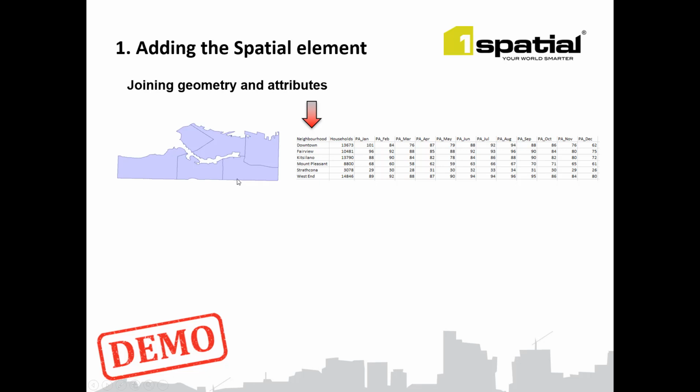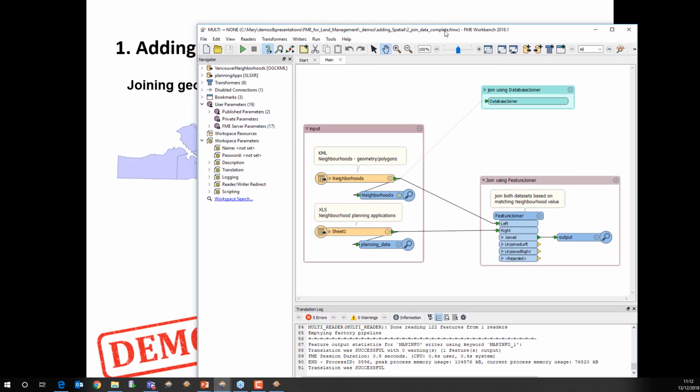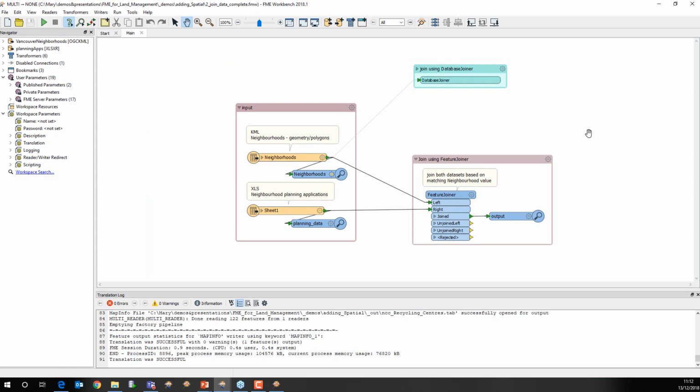So we want to perform a classic join, something I'm sure you're all familiar with, but we'll just look at how we do it in FME. So if I bring across my FME workspace, here I've got my two inputs, my neighbourhoods, which is a KML file, which is the boundaries, and then my planning applications, which came in from an Excel sheet.